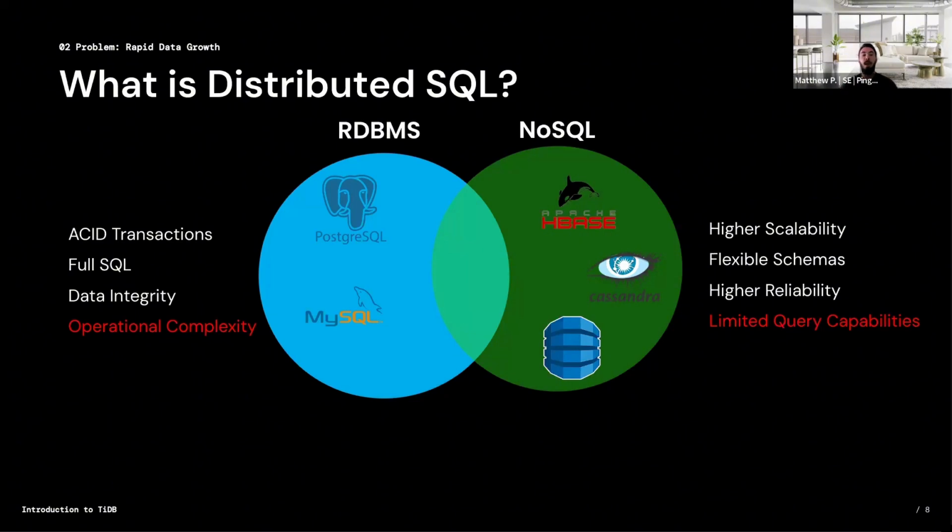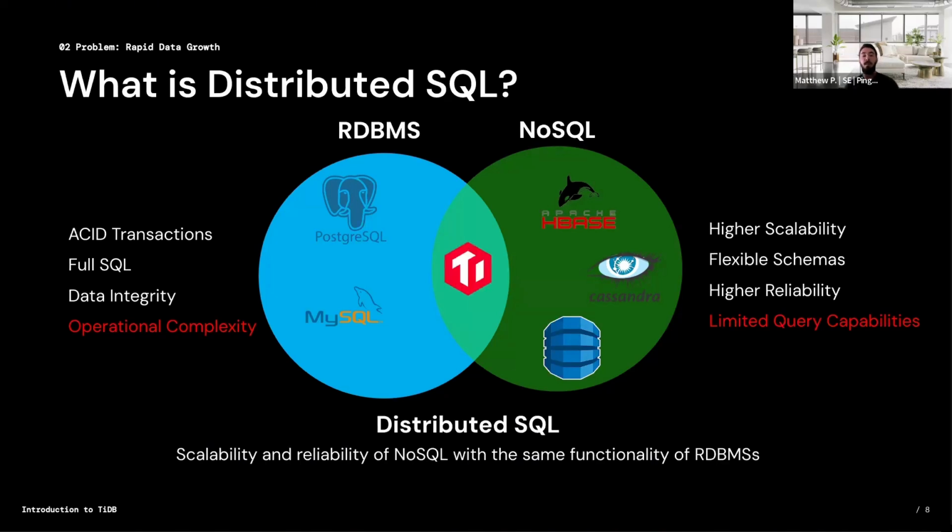And then NoSQL databases came around to solve these problems of these relational databases. And they introduced features that allowed for higher scalability, flexible schemas, higher reliability. But their downside is that they had limited query capabilities and often had bespoke query languages. This is where distributed SQL comes in. And this is the category that TiDB is a part of. And what this new category does is it combines the scalability and reliability of NoSQL databases with the same functionality of relational database management systems, while also having the ability to scale to potentially petabytes of data size.